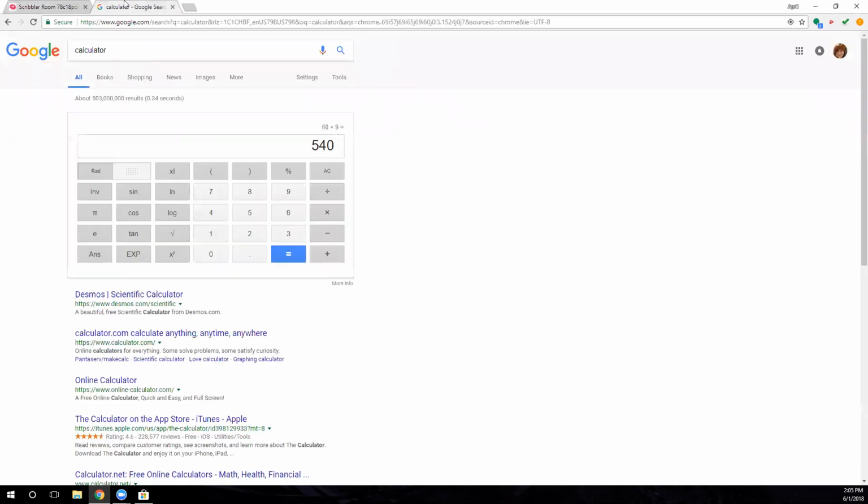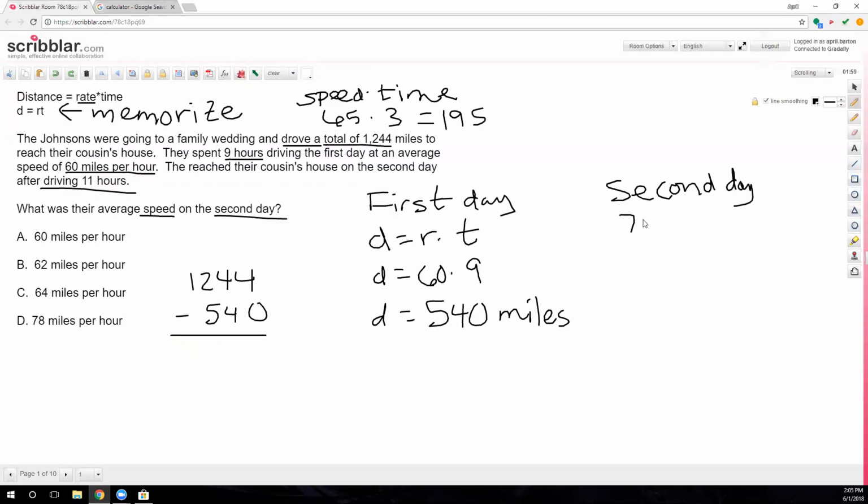1,244 minus 540 is 704. So on the second day only, they drove 704 miles. And it said it took them 11 hours. So we need to use that distance equals rate times time formula a second time. But this time we have new information. 704 miles, is that going to go in for D, R, or T? Is it your distance, your rate, or your time?